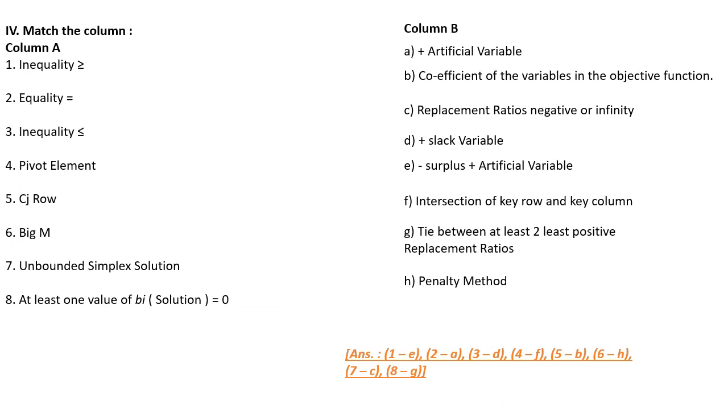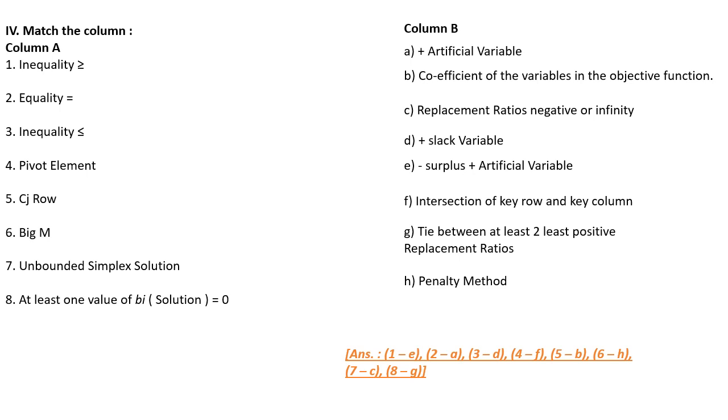Match the columns. Column A, first, inequality more than or equal to. Answer is option E, minus surplus plus artificial variable. Second, equality, equals to. Answer is option A, plus artificial variable. Third, inequality less than or equal to. Answer is option D, plus slack variable.